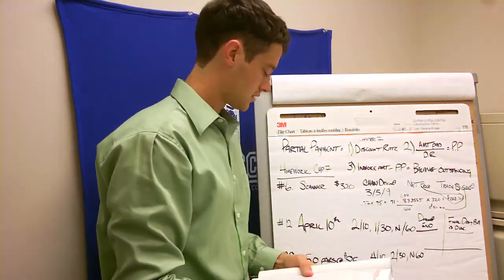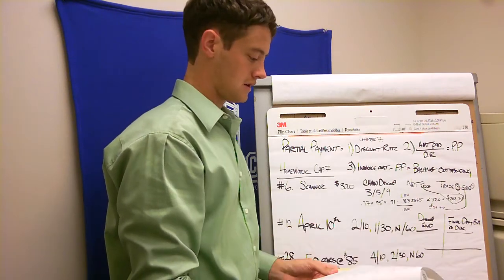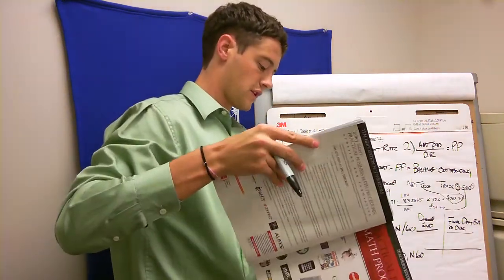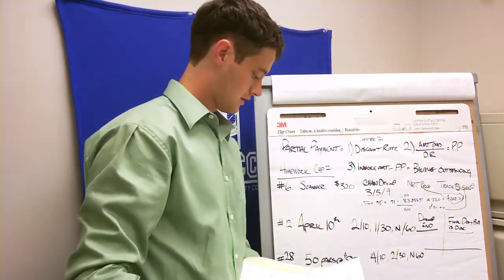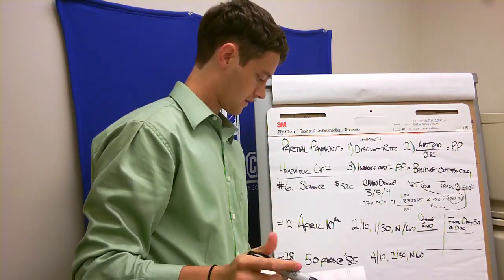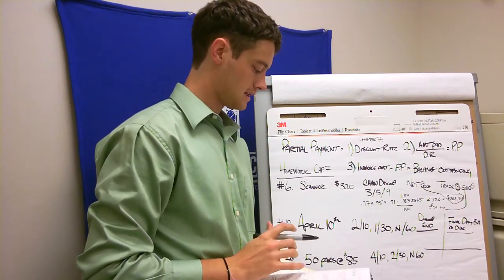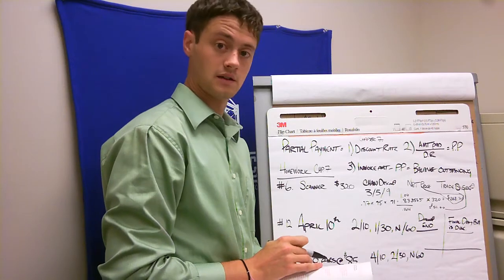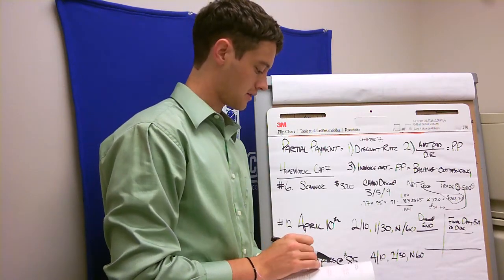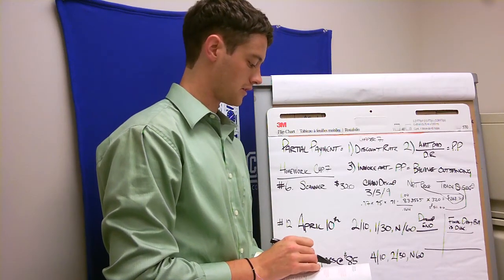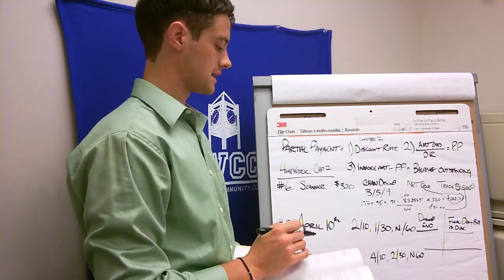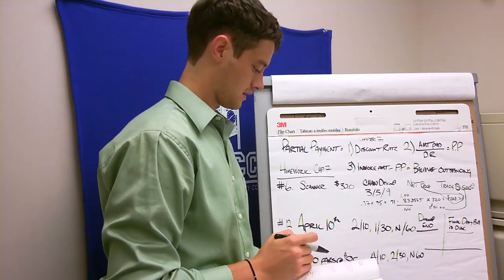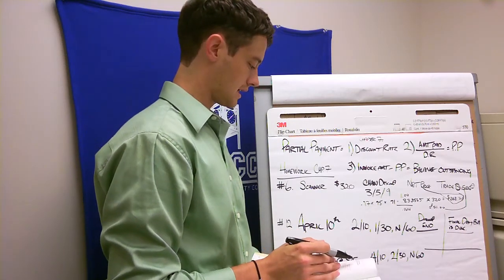So let's look at 12. It says April 10th with terms of 3/10 end of month. Wait, sorry, wrong one. Let's look at 13. April 10th, terms of 2/10, 1/30, or net 60. What's the last day of the discount period? And then what's the last day the bill is due?